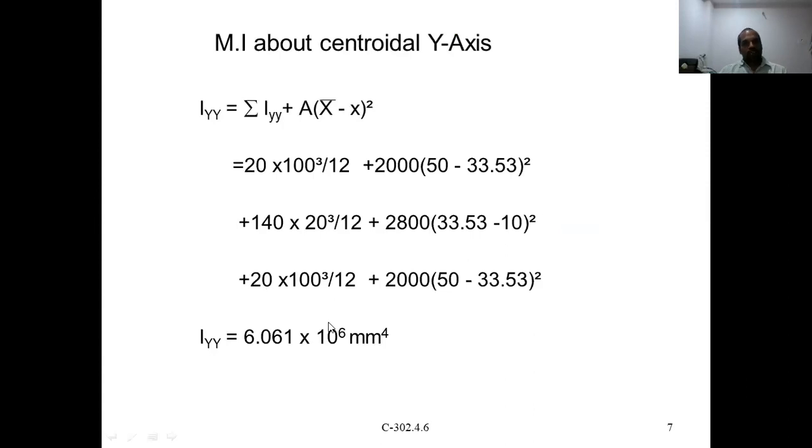Okay, so what we have done? First you see whether it is symmetric about any axis. If it is symmetric about any axis, then its centroid calculation becomes easy because the centroid lies on the axis of symmetry. That is the property of the axis of symmetry, right? Once you calculate the centroidal axis, then calculate the moment of inertia, right?